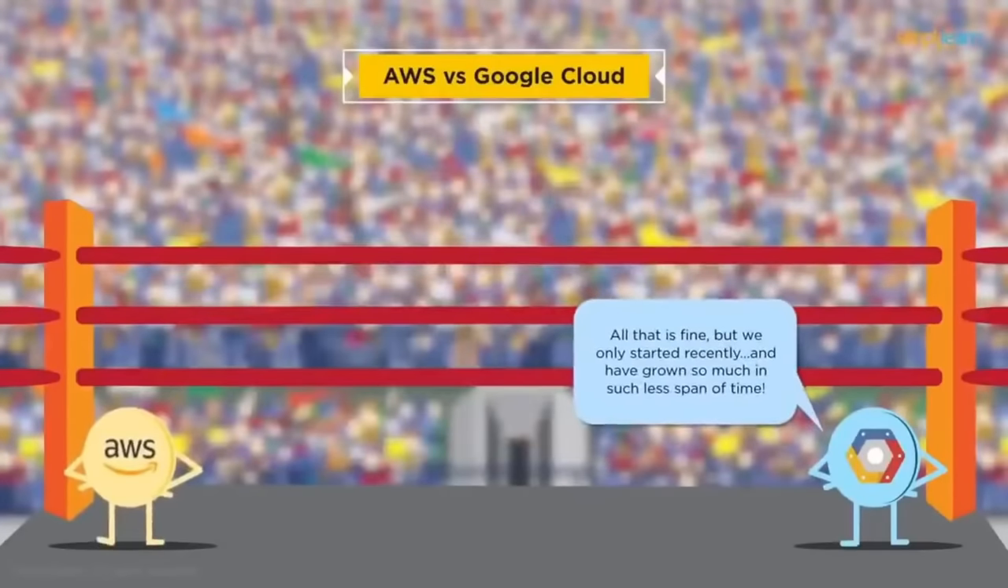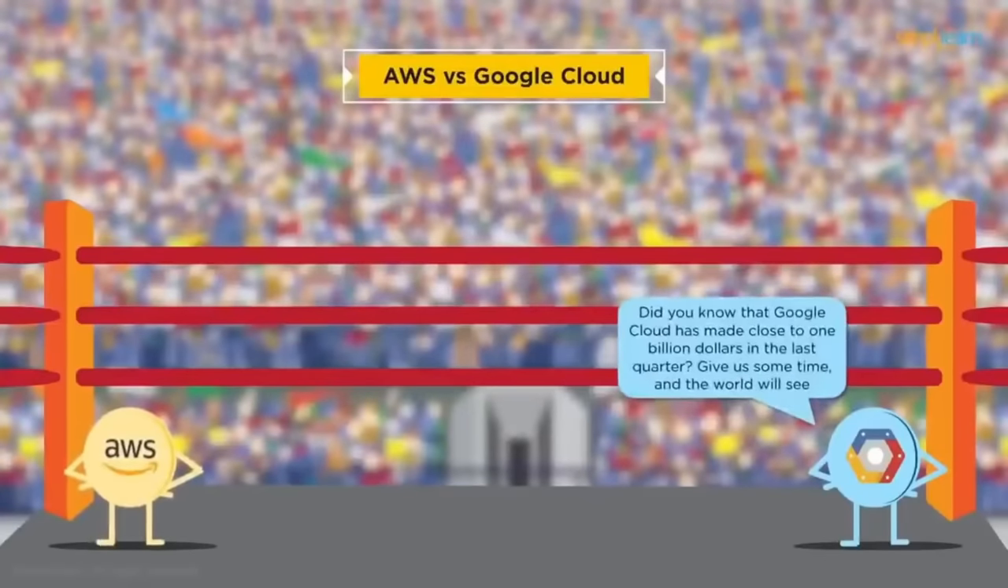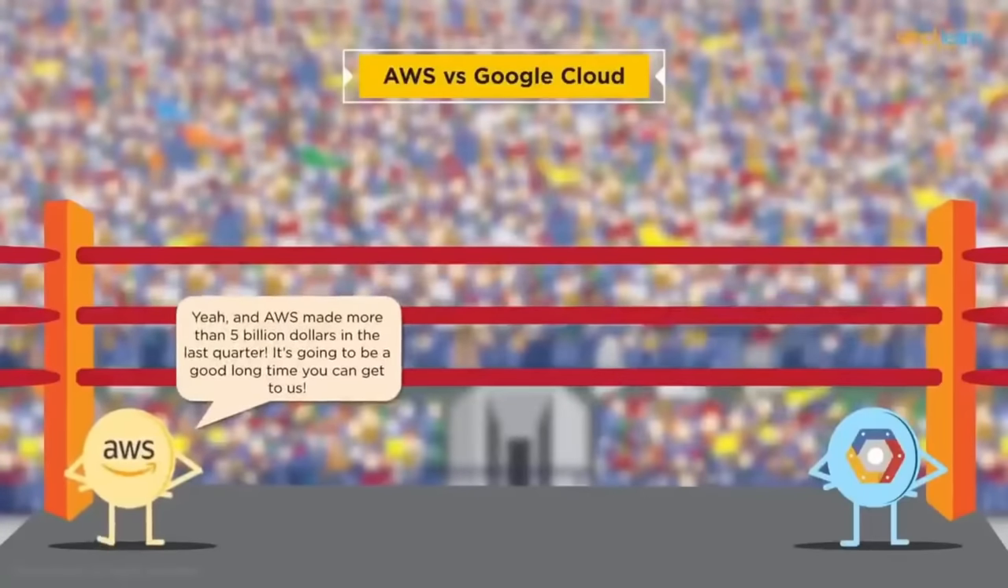Wait. All that is fine, but we only started a few years back and have already grown so much in such a short span of time. Haven't you heard the latest news? Our revenue is already $1 billion per quarter. Wait for a few more years and the world shall see. And AWS makes $5.3 billion per quarter. It's going to take a good long time before you can even get close to us.